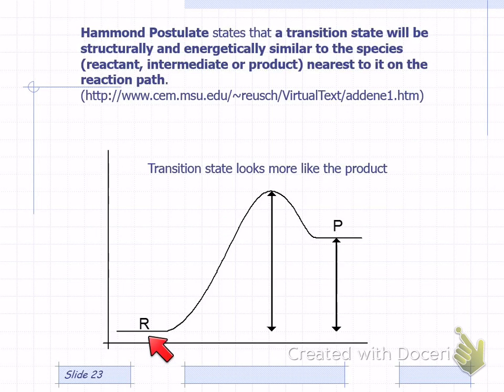So Hammond's postulate says, well, let me test you. If this was the energy diagram, since it froze on me, if this is the energy, the arrow's not supposed to be there. If this is the energy diagram, does the transition state look more like the reactant or the intermediate in this case, or product? Looks like the intermediate. Why is that? Yeah, Hammond's postulate says whatever you're closest to in energy is what you look like. Okay? Kind of makes sense, right? When you think about what he said, that's really what he said.